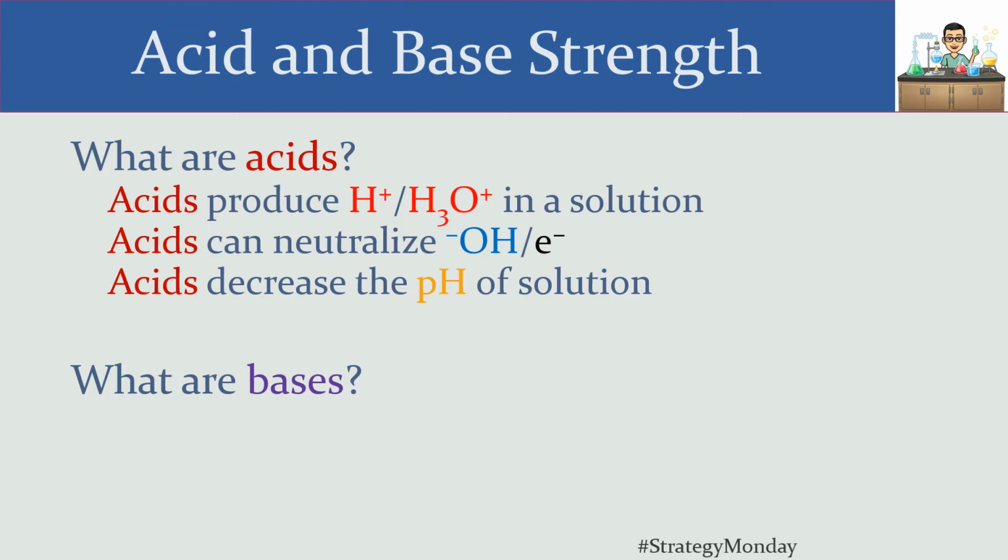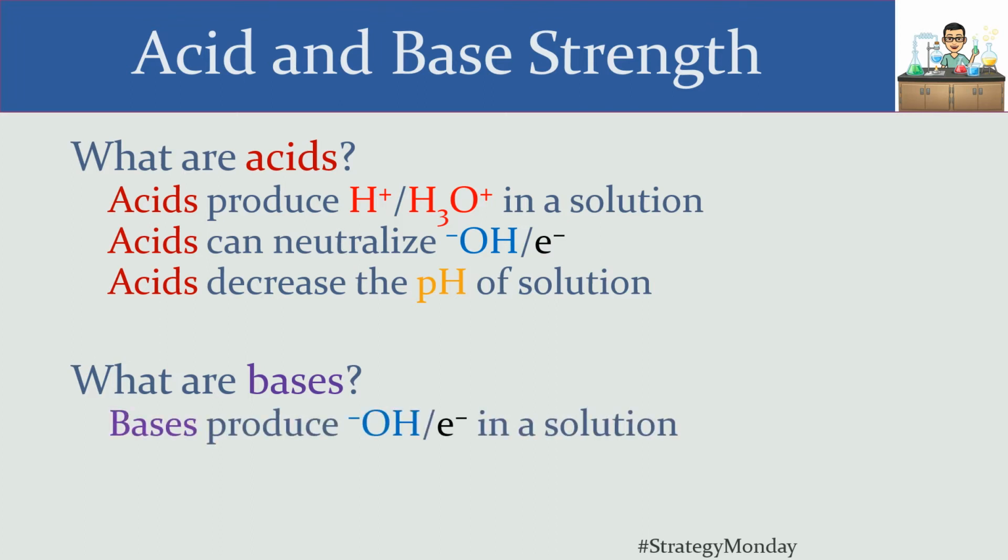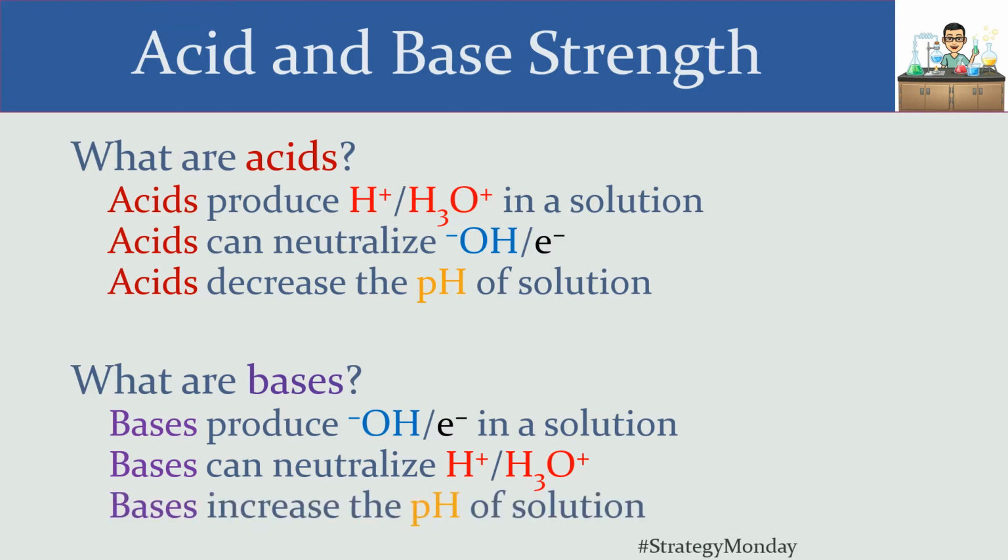Now, bases are sort of the opposites in many different ways. Instead of neutralizing hydroxide, they're the ones that actually produce hydroxide, and they are electron providers. So that's the Lewis definition of a base, and it's also the Arrhenius definition of a base, in terms of electrons and hydroxide respectively. Bases can neutralize any protons or hydronium that are lying around a solution, and as such, instead of decreasing the pH, they work to increase the pH instead. All right, so that's what we're looking at in terms of an acid and a base.